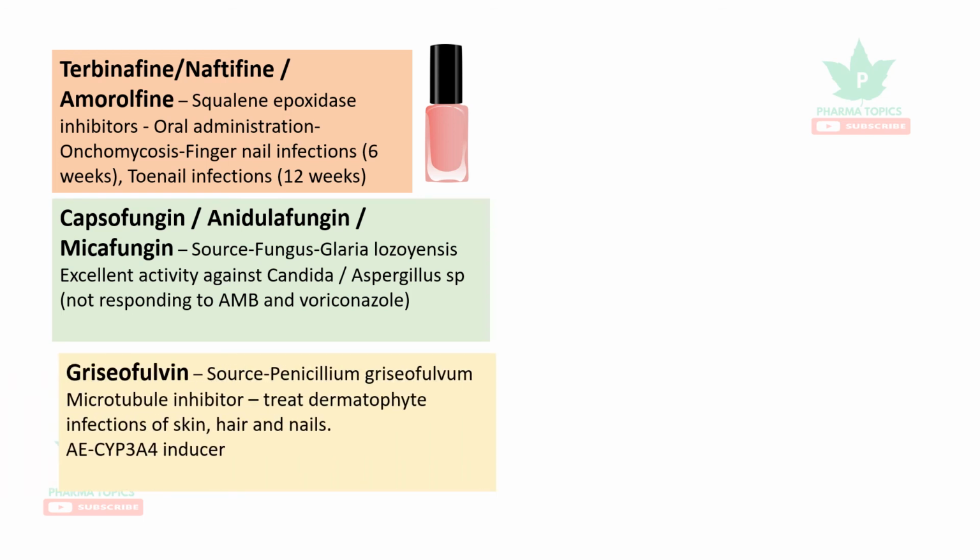The next is griseofulvin. It is an antibiotic obtained from Penicillium griseofulvum. It is a microtubule inhibitor which inhibits the cell division of the fungus. It is used to treat dermatophyte infections of skin, hair, and nails. Importantly, it is a CYP3A4 inducer, which leads to a lot of drug interactions.